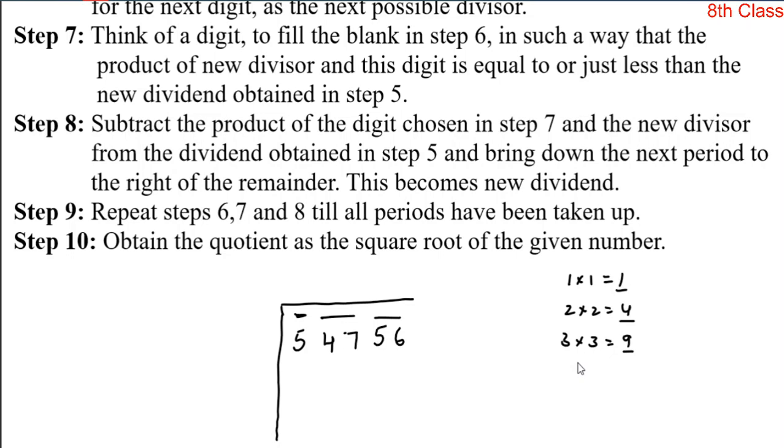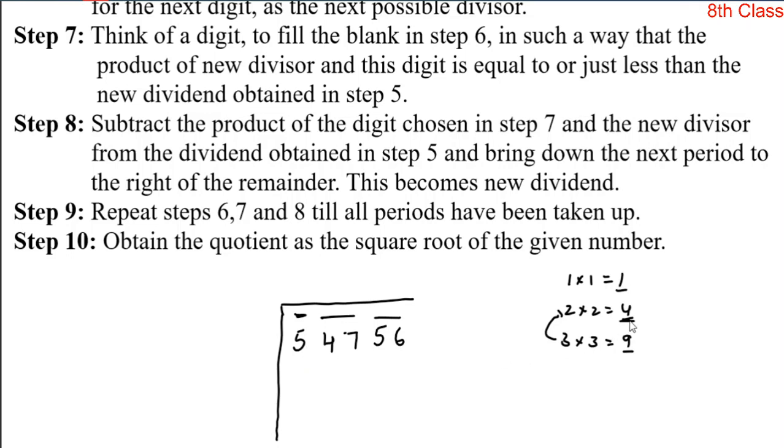Here we think of the largest number whose square is less than or equal to the first period. Here the first period is 5, but 9 is greater than 5. That's why we take the one just before. Here we have 2 into 2 is equal to 4. So this is the greatest square number that is less than or equal to the first period.